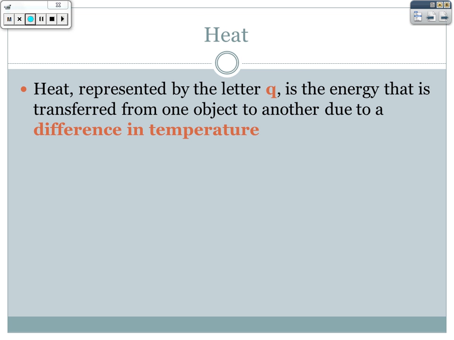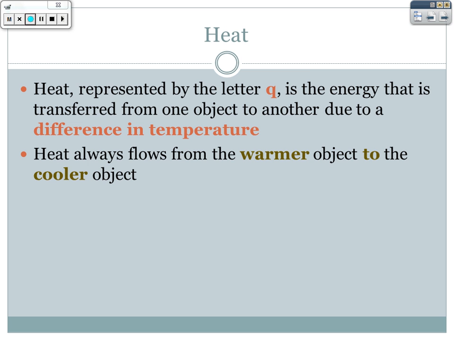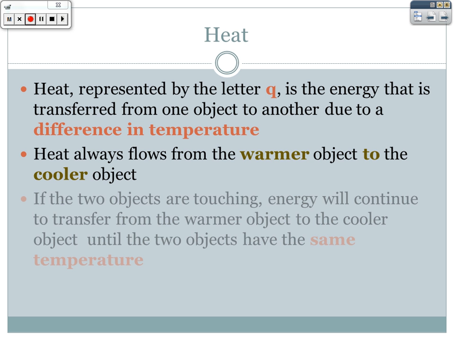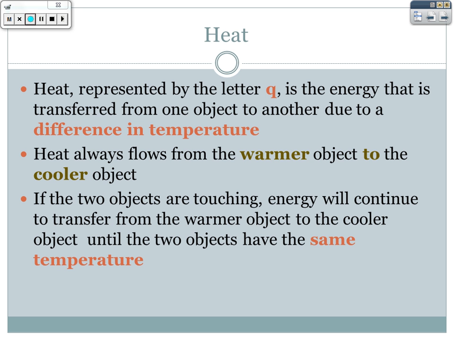So let's talk about heat then. Heat, which is represented by the letter Q, is the energy that is transferred from one object to another due to a difference in temperature. Heat always flows from the warmer object to the cooler object, much like in biology when you learn about diffusion and you're going from concentrated solutions to unconcentrated solutions. Here we're going from warmer objects to cooler objects. And if the two objects are touching, energy will continue to transfer from the warmer object to the cooler object until the two objects have the same temperature, or are in what we call thermal equilibrium, or equilibrium of temperature.